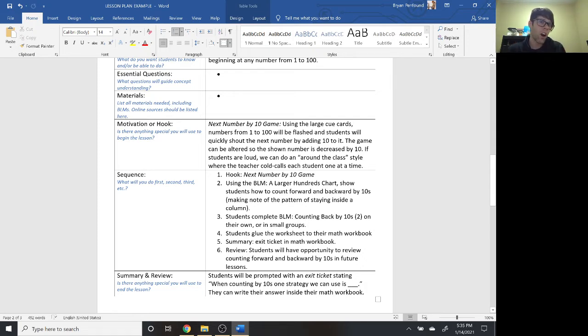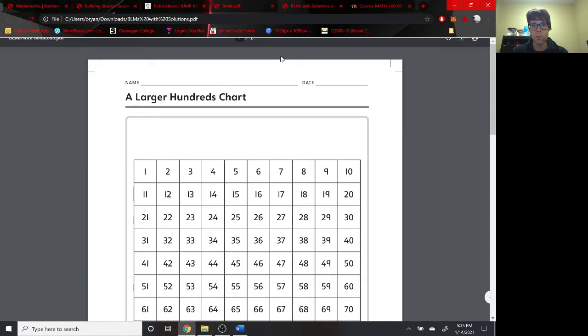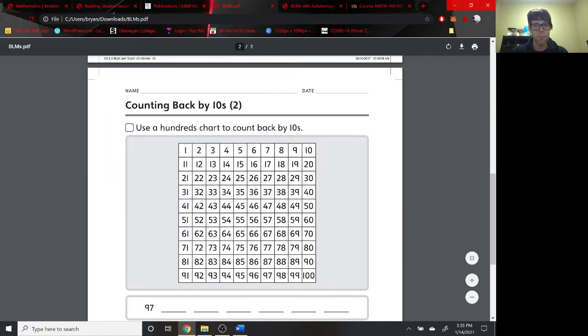Once I feel confident that students understand this pattern, we can move on to the second BLM. And I'll talk a little bit more about what that means and where these come from in just a second.